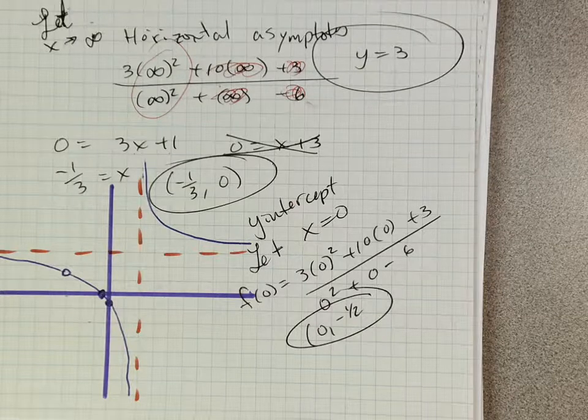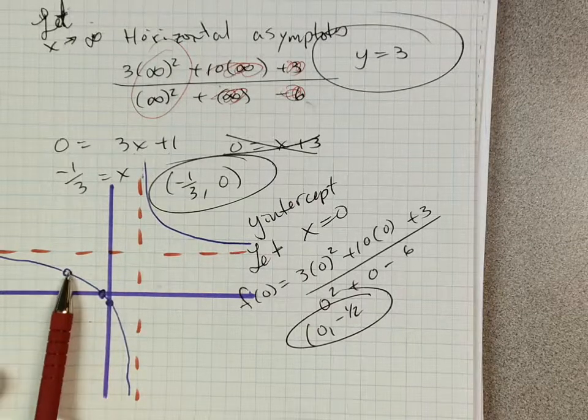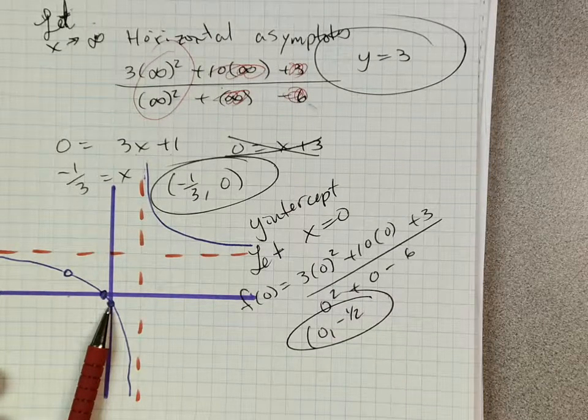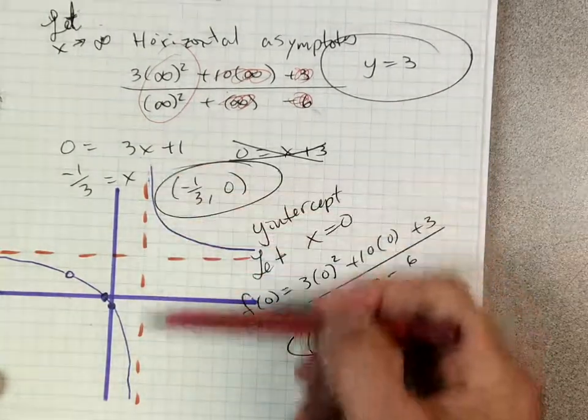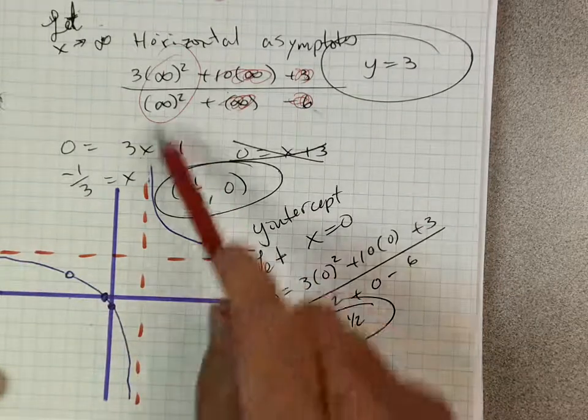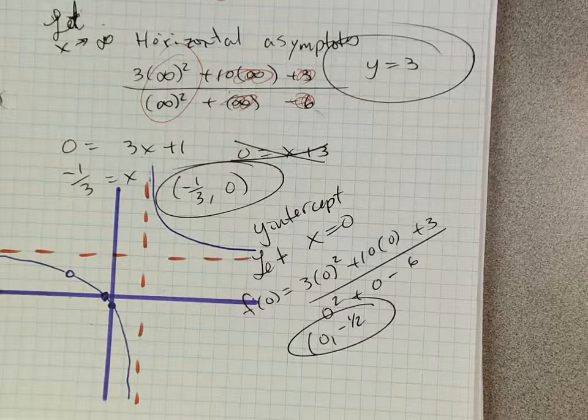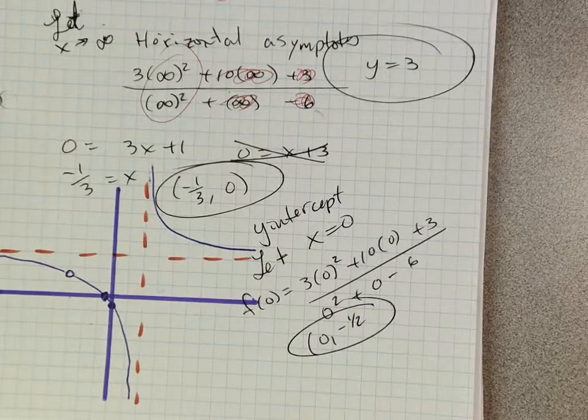So what did you do on the last part? I just graphed it. I put in my hole, and I put in my x and my y-intercepts, right? Put in my asymptotes, and then just fit the curve within those parameters. All right. Now finally, domain.